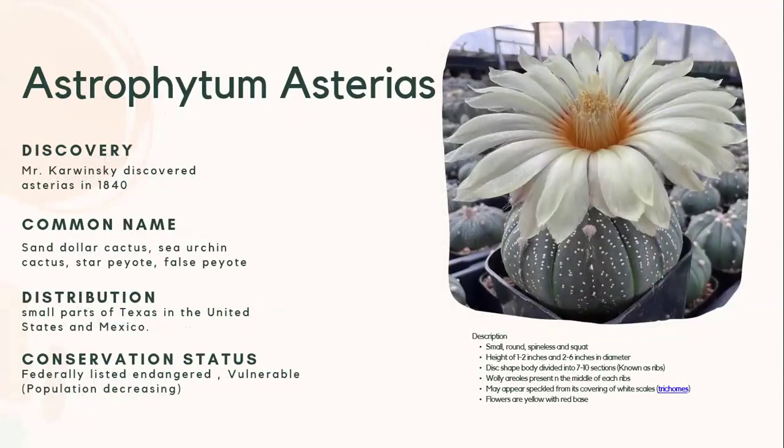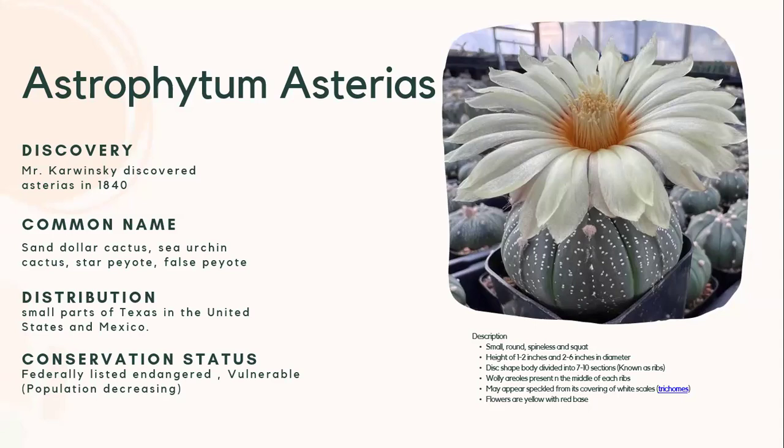So Astrophytum asterias, the last but not the least, the very common one, but I really love this genus. I grow this from seeds like crazy. This was discovered in 1840 and is commonly known as sand dollar cactus, sea urchin, star peyote, or false peyote. Its distribution is in small parts of the United States, in Starr County, and then in Mexico, and its conservation status is listed as endangered because the population is decreasing.